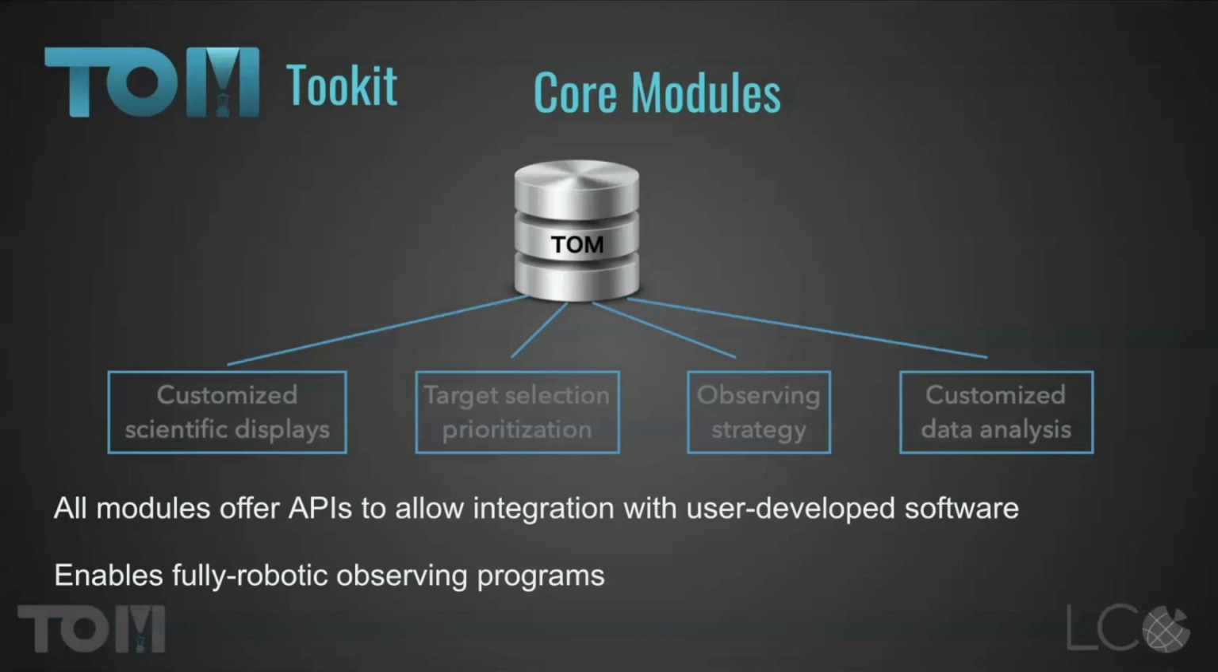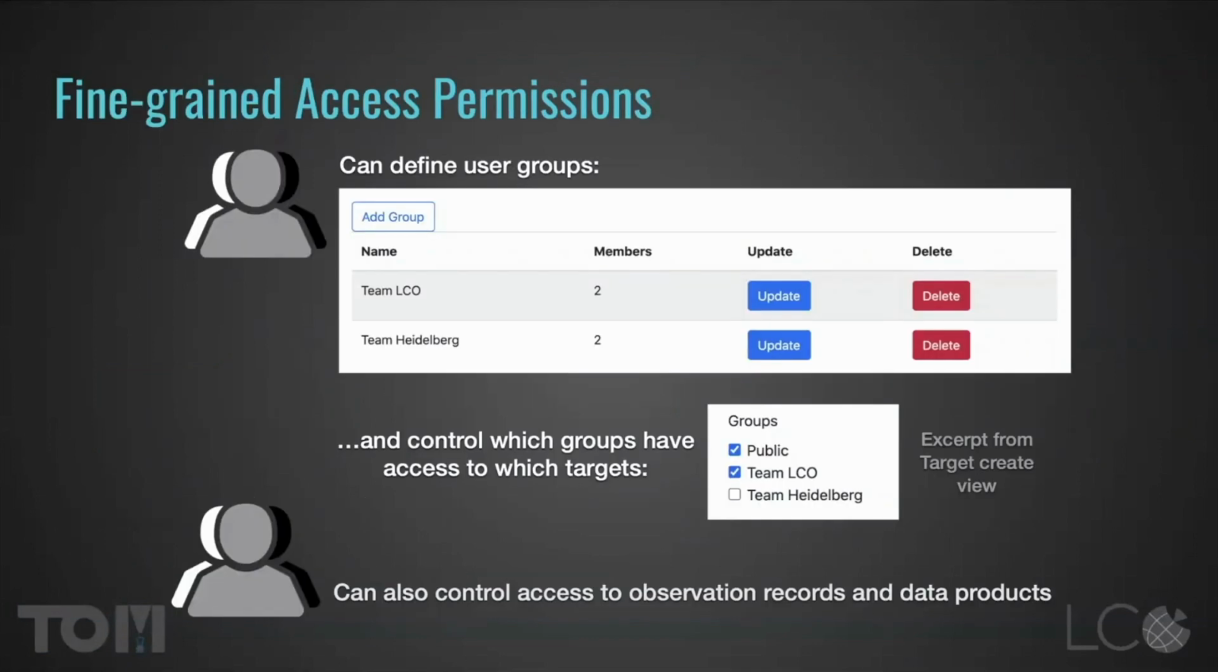Likewise, data reduction pipelines can also interface directly with the TOM, for example, to streamline the upload of reduced data products as soon as they're available. This is a crucial element in enabling fully robotic project management, which not only reduces the workload on researchers, but also makes the project more efficient and able to react more quickly, which is particularly important for transient science.